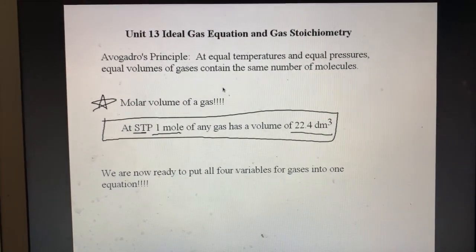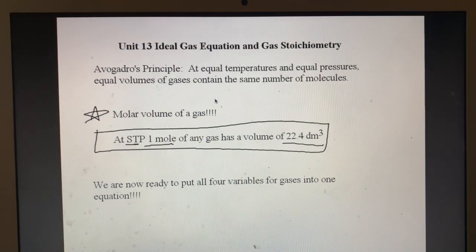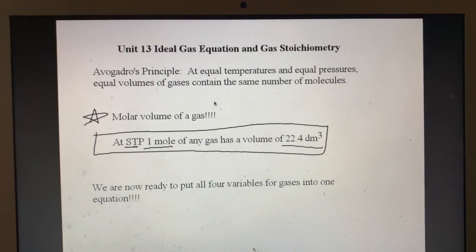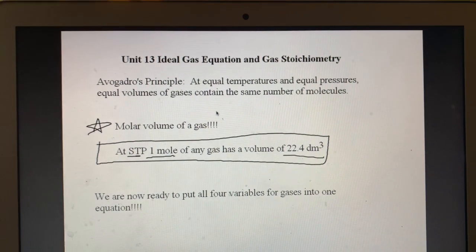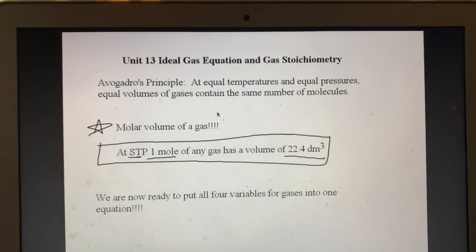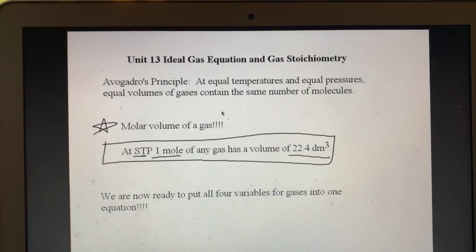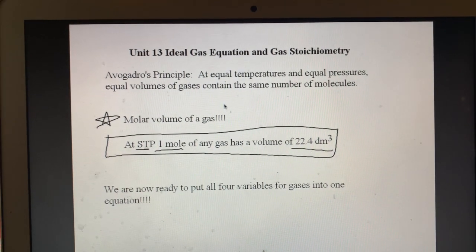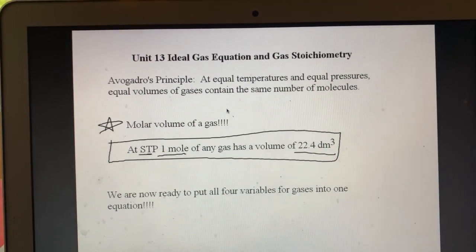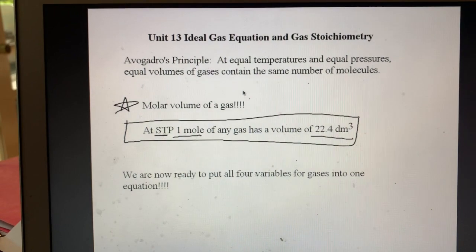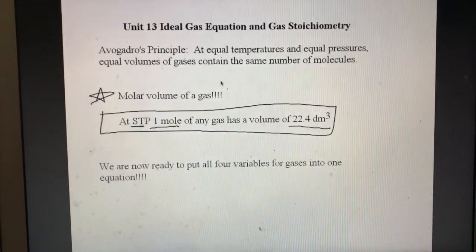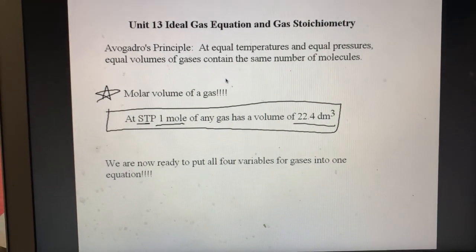So let's get started with what's known as Avogadro's principle. You should remember Avogadro from earlier in the year when we talked about Avogadro's number. And remember, that was 1 mole of anything has 6.02 times 10 to the 23rd in it. Well, one of the ways we got to that number was through the experimentation of Avogadro, and he did a lot with gases.